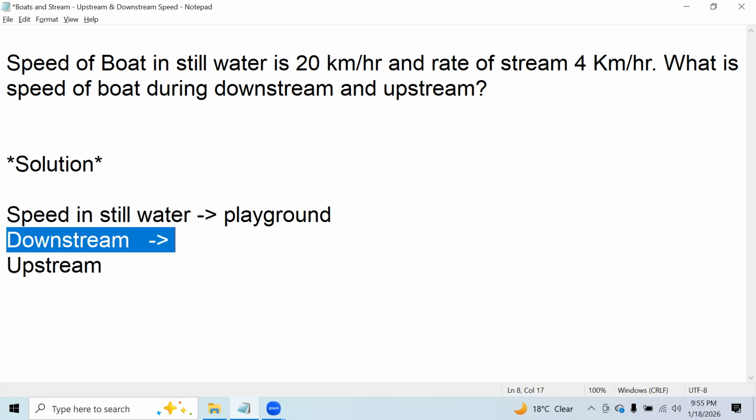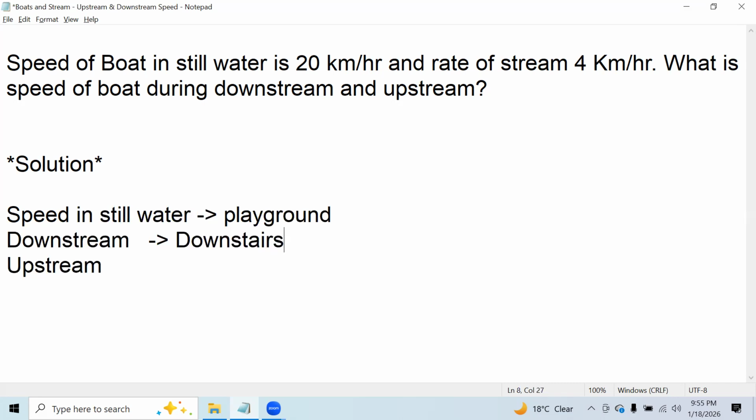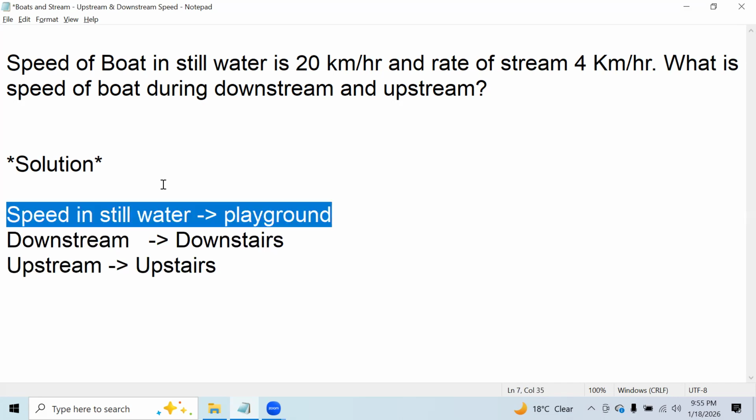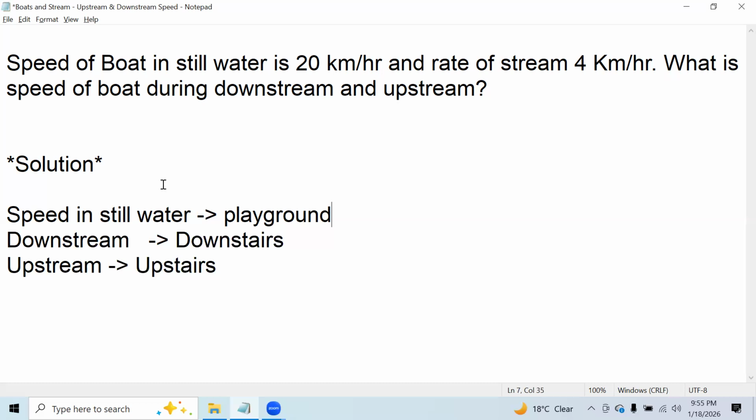Now let's consider downstream. Let's say you are staying on the third floor or fourth floor. While going down, you will be going downstairs. If you go downstairs, that is nothing but downstream. And when you come to your building and you are staying on the third or fourth floor, from the ground floor you start going upstairs and you will reach the fourth floor where you are living. So this is just to correlate the things. Speed in still water is as good as a playground. So basically it's on the same level.